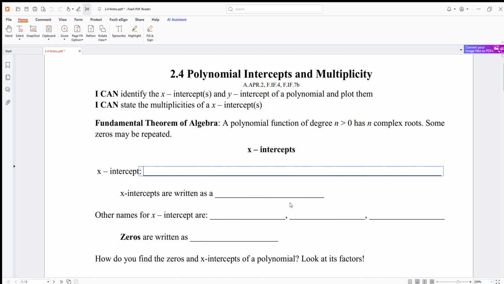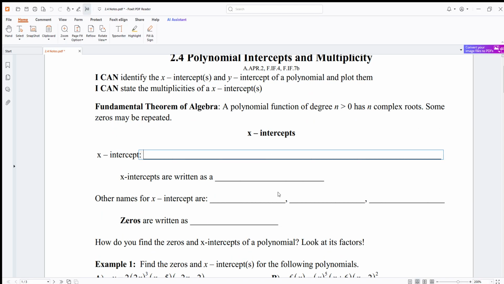Hello, we're going to be talking about polynomial intercepts and multiplicity. So let's jump right into it. X-intercepts, remember, is where the graph crosses or touches the x-axis.